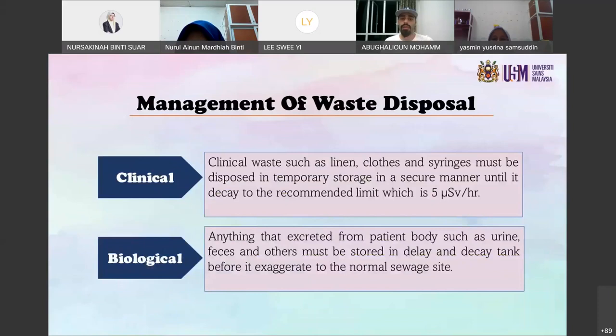Management of waste disposal. There are two ways, clinical and biological. Clinical waste such as linen, clothes, and syringes must be disposed of in temporary storage in a secure manner until it decays to the recommended limit, which is 5 microsieverts per hour. Second one, biological. Anything excreted from the patient's body, such as urine, feces, and others, must be stored in a delay and decay tank before it is discharged to the normal sewage site.